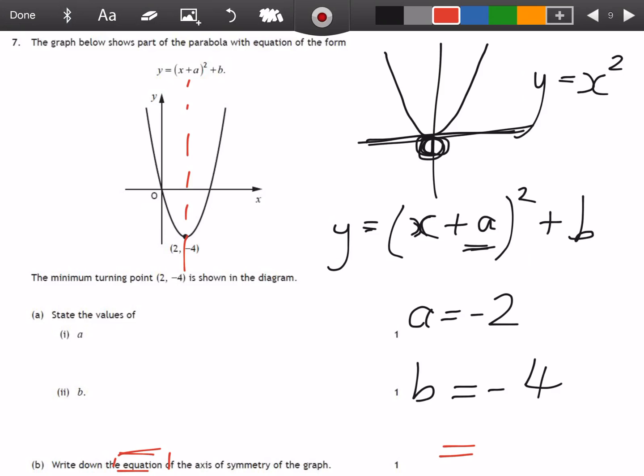What number is this on the x-axis? We've already talked about it. That turning point is 2 along. That number there is 2. Is it x that's 2 or is it y that's 2? Well, it's number 2 on the x-axis. The equation is simply x equals 2. That is it.